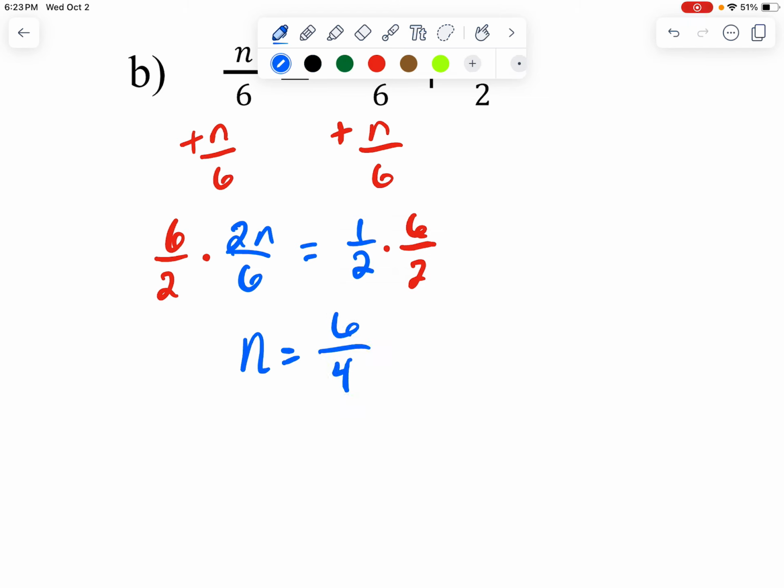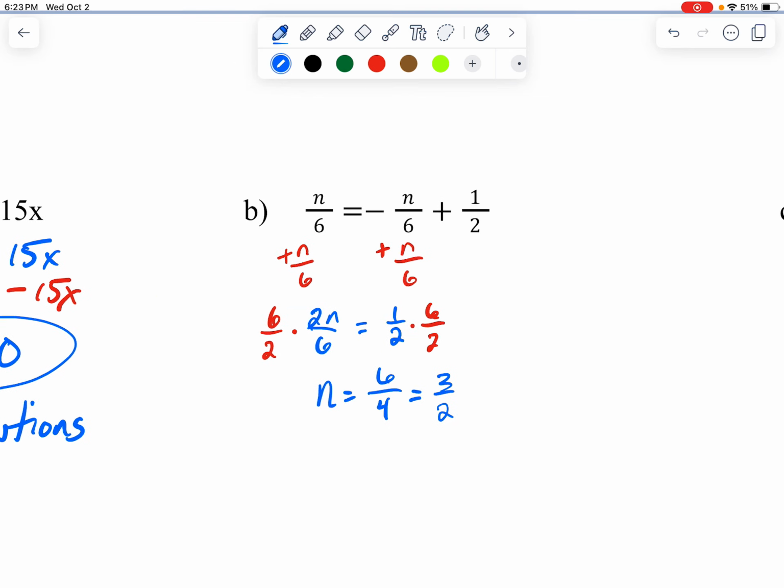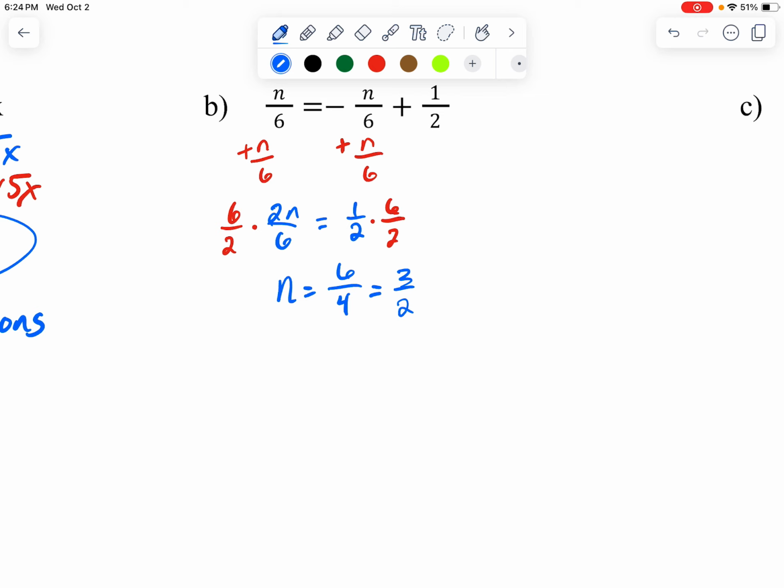6 over 2 times 2 is 4. And that one we should reduce, right? 6 over 4 is the same as 3 over 2. So this is that case where I've got one solution again, right? N equals 3 over 2, or 1.5. All means the same thing. Clean that up a little bit.